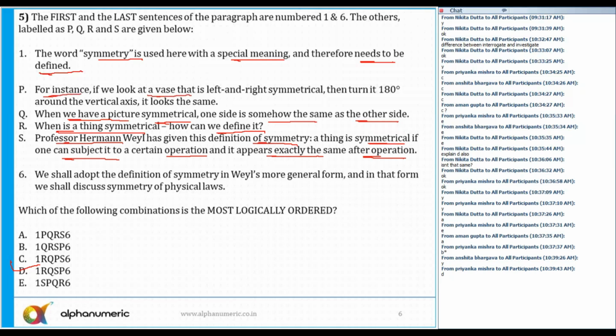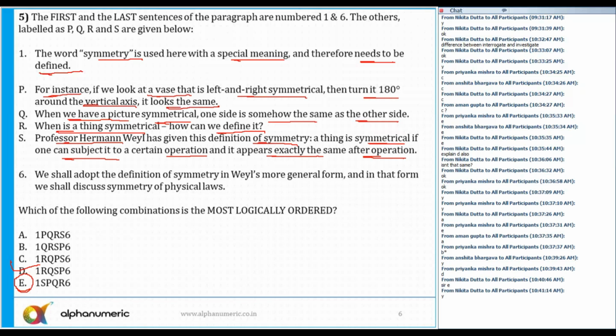Then he gives an example of Professor Weyl's definition. For instance, if you look at a vase that is left and right symmetrical, you turn it 180 degrees around the vertical axis, it looks the same. Okay, so it should be D. The answer for question number 5 should be D. Number E? Okay, you want to mark number E. The word symmetry needs to be defined. You start from here and then you are saying Professor Hermann Weyl has given this definition of symmetry. So first you are telling me Professor Weyl's definition. You want to start by talking about Professor Weyl's definition.